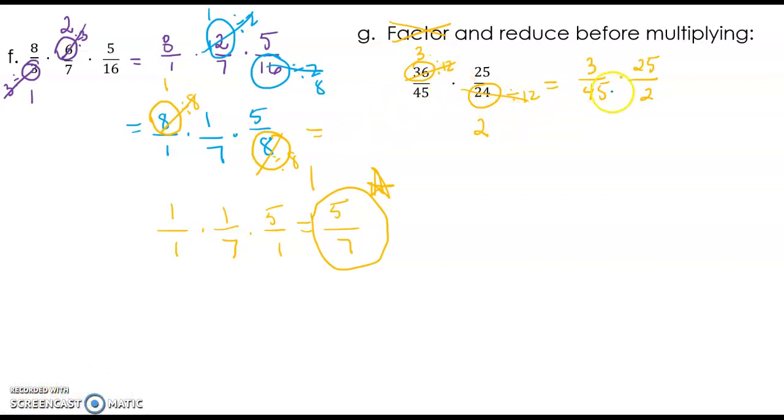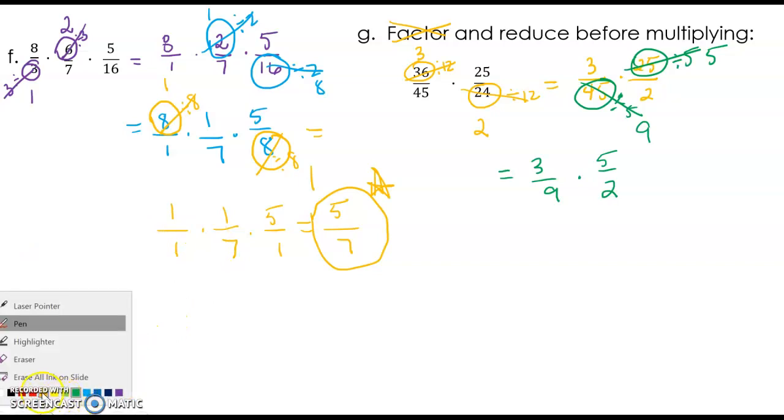Okay, so I know that these two are both divisible by 5. So 25 divided by 5 is 5. 45 divided by 5 is 9. So I end up with 3 over 9 times 5 over 2. Okay, I still see something that I can reduce. I'm just kind of looking on the top and on the bottom to see what I can reduce.